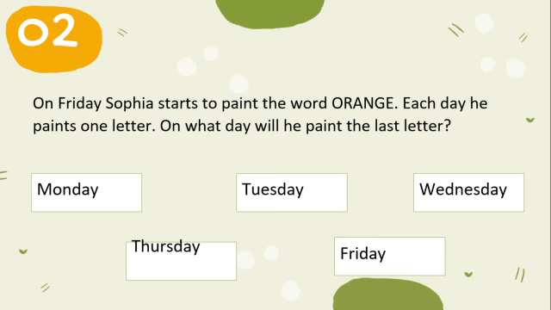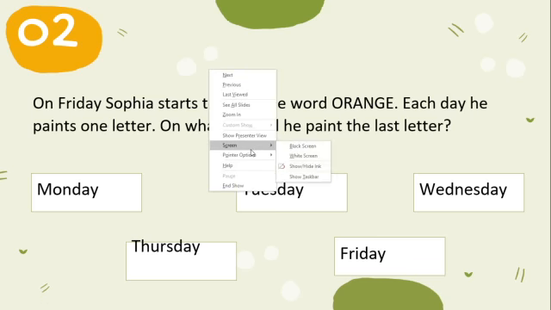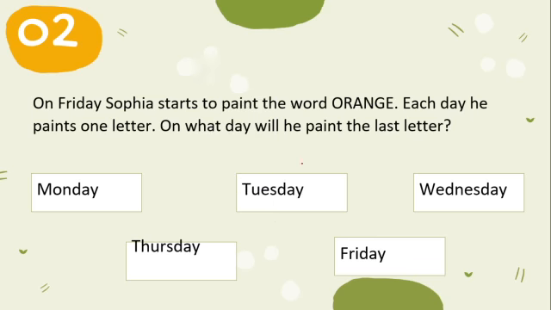Now, moving on to the second question. On Friday, Sophia starts to paint the word orange. Each day she paints one letter. On what day will she paint the last letter? Okay, Sophia starts to paint the word orange on Friday, painting one letter each day. On what day will she finish the last letter?